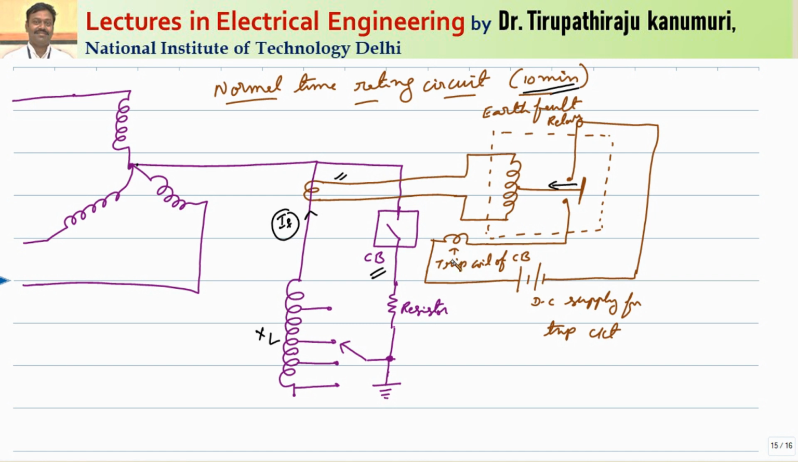So this will activate the trip coil of your circuit breaker. So your circuit breaker will be closed. That means your circuit breaker will close after 10 minutes. So after 10 minutes, when the circuit breaker is closed, you can see your neutral is now bypassed through the resistor. So generally the resistance value is lesser than the reactance value.